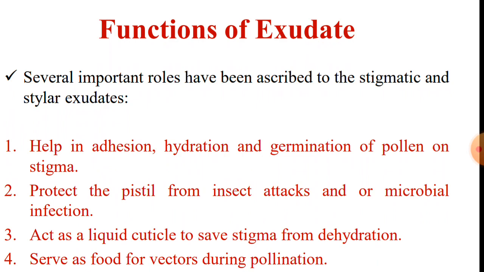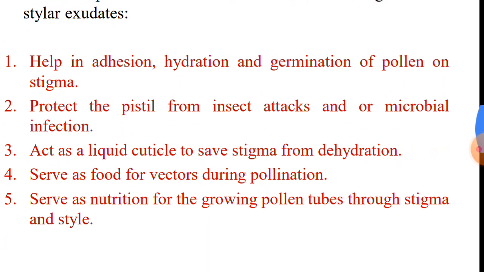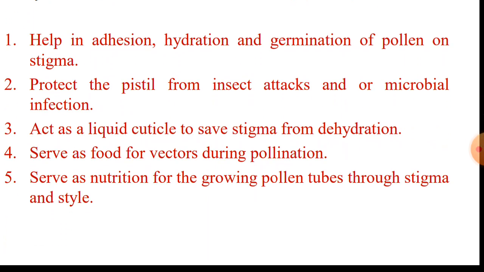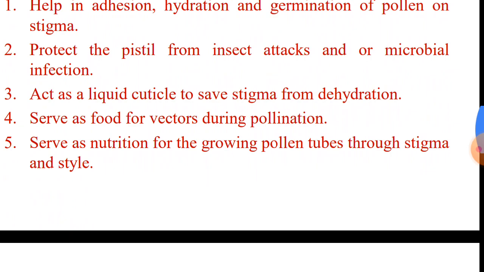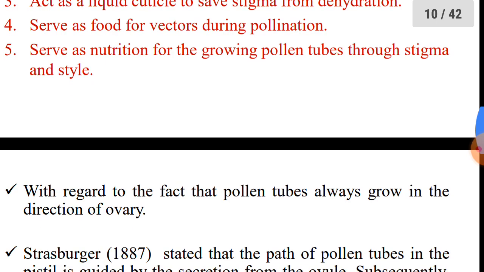Now the functions of exudate, that is, the exudate present on the stigmatic surface, has several roles. Help in adhesion, hydration and germination of pollen on stigma. Protect the pistil from insect attacks and or microbial infection. Act as a liquid cuticle to save stigma from dehydration. Serve as food for vectors during pollination. Serve as nutrition for the growing pollen tubes through stigma and style.